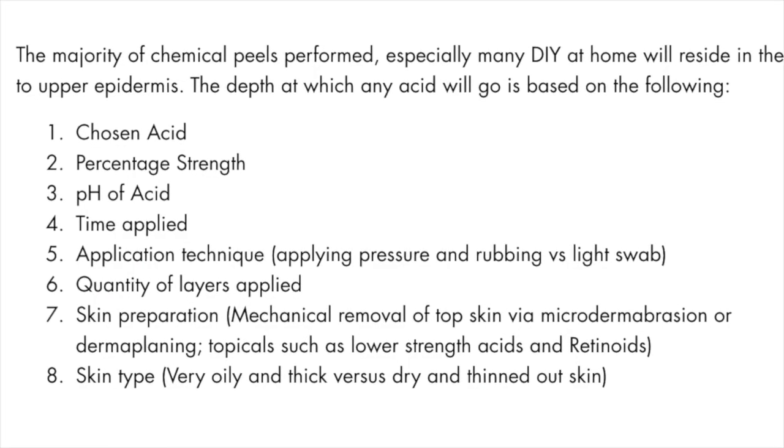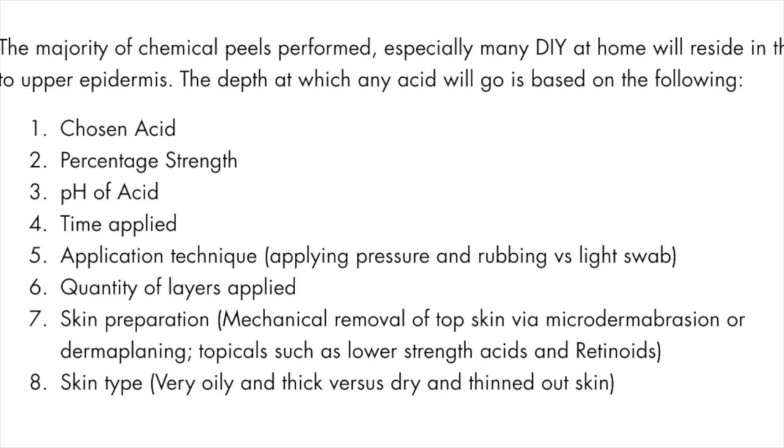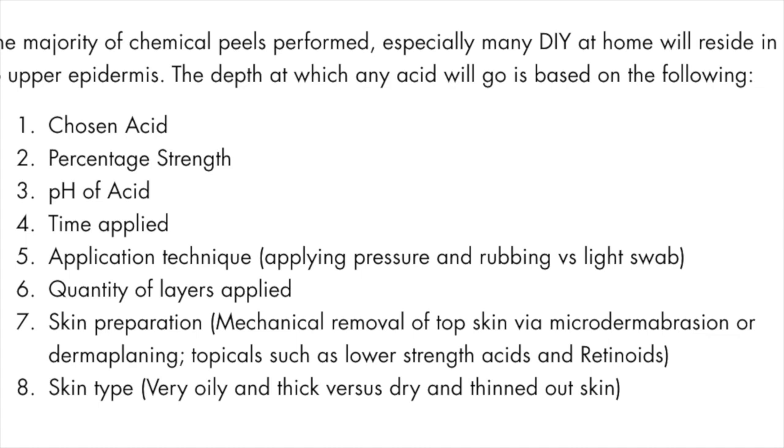The depth at which a chemical peel penetrates your skin is going to vary, and it's going to be based on some factors. It's going to be based on the chosen acid you pick. So for instance, if you pick glycolic, it might go deeper than lactic. The percentage strength, so the concentration of the acid you're picking. Third, the pH of the acid. So pH, very low on the scale is super acidic, above 7 becomes basic, so 7 is neutral on the pH scale. The acids that you're usually using are down at a pH of like 1.5 to 2, and that is a very acidic pH.